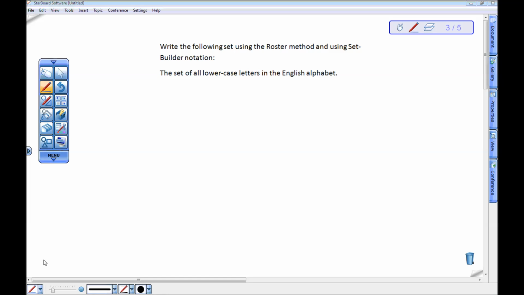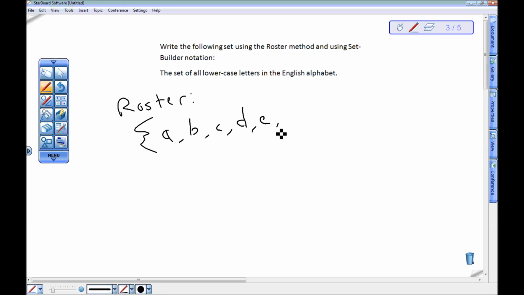Let's look at some sets and see if we can write them in the other ways of writing sets. So here I want to write the following set using the roster method and then using set builder notation. I've got the set of all lowercase letters in the English alphabet. Well, roster method, I can just write the roster, start to list them. A, B, C, D.